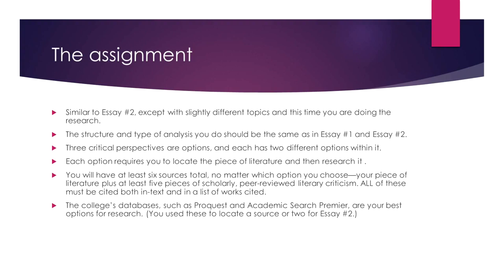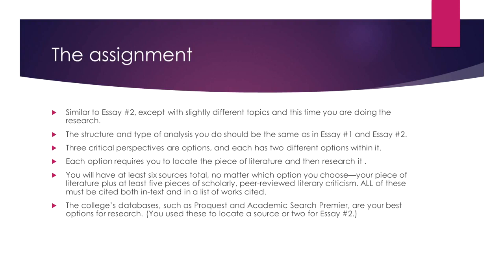So for this essay assignment, you'll have at least 6 sources total, no matter which option you choose. You might have more than that, and that's okay. 6 is the minimum. So the way I'm getting to 6 is your piece of literature. That does count as a source, so make sure that as you're using it, you don't forget to quote it and cite it and treat it like a source. Even though it's literature, it's a different kind of source. It still is a source.